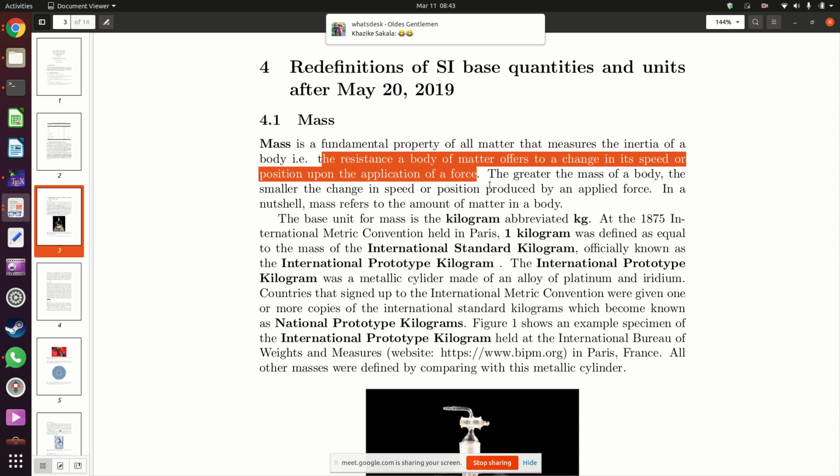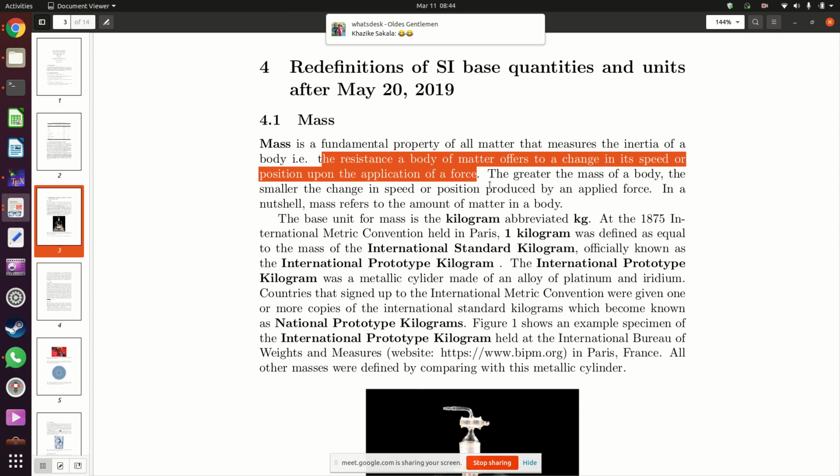Inertia can also be defined in terms of speed. If an object is moving and you try to slow it down, or you try to increase its speed, it refuses. It's not going to just sit like that. It offers resistance, and this resistance is what you call inertia. When a body refuses to change its position or its velocity, that's what inertia is. The more inertia a body has, the more mass it has.